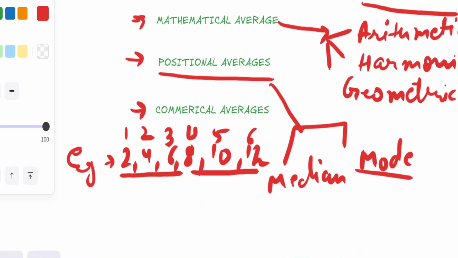Now if I talk about their representation, median is represented with M, mode is represented with Z. I have told the others also: arithmetic mean is represented with AM, harmonic with HM and geometric with GM.